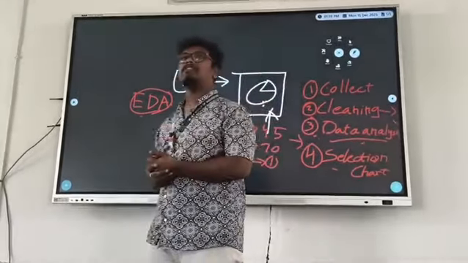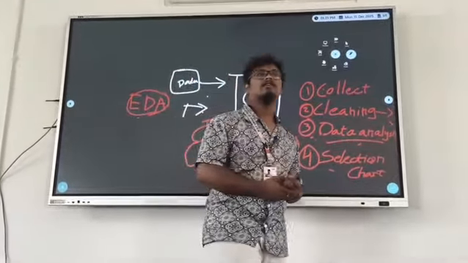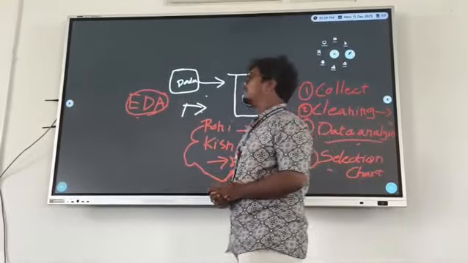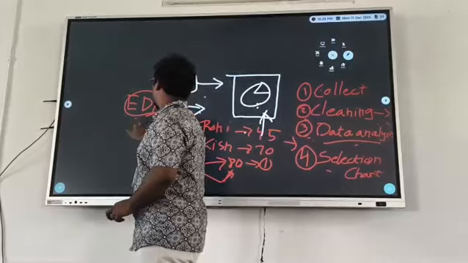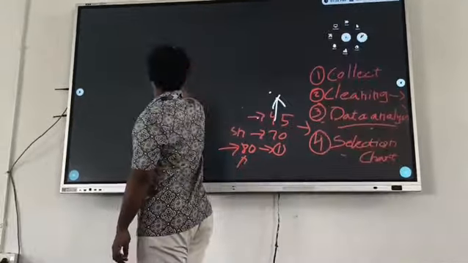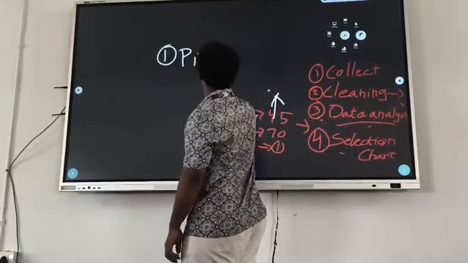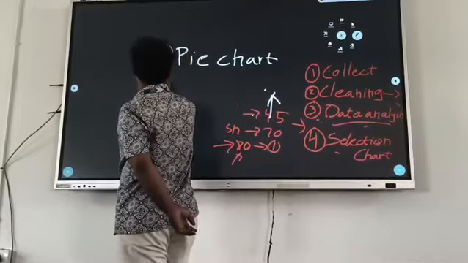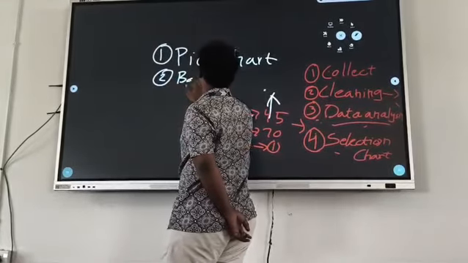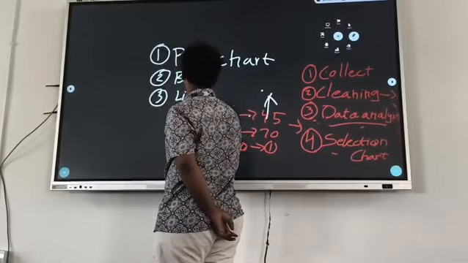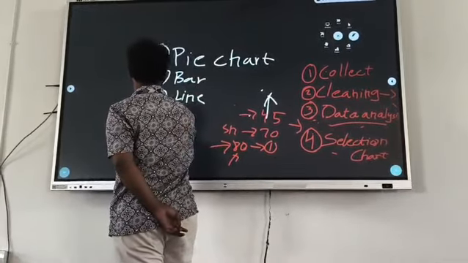As I said, data is visualized in the form of pie charts, bar charts, or whatever it may be. So there are four different types of charts. Pie chart. Second one is bar chart. Line chart. Histogram.